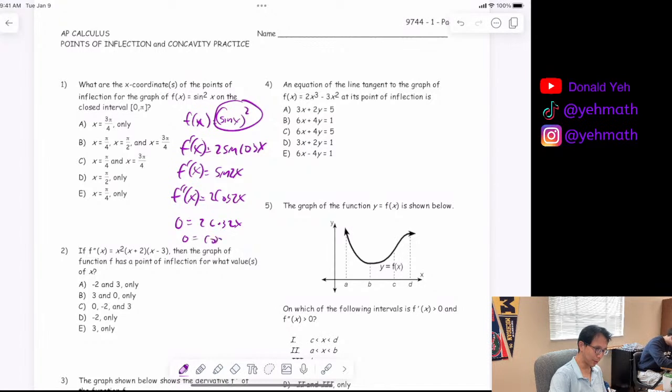0 equals cosine 2x. So when is cosine equal to 0? Pi over 2 and 3 pi over 2, right? But it's equal to 2x. So x is equal to pi over 4 and x is equal to 3 pi over 4. You didn't do it wrong, you just did it differently, maybe. But you had to take a derivative using the chain rule. Then they say 0 to pi, so anything from 0 to pi, C is the right answer.